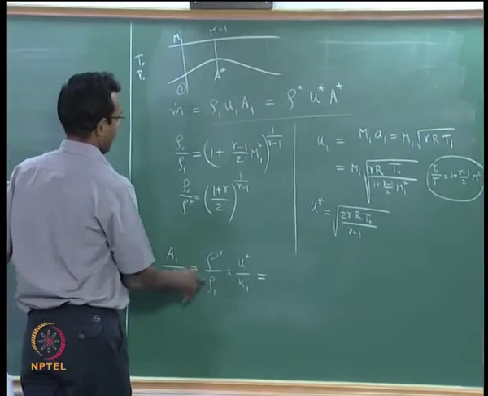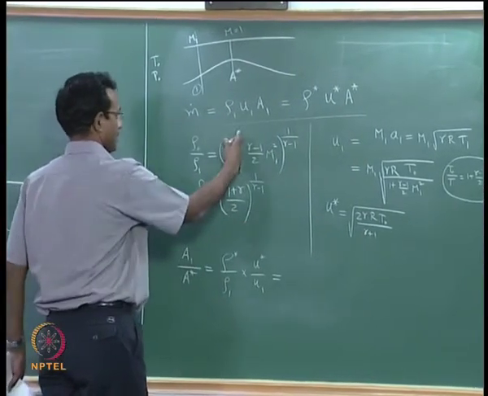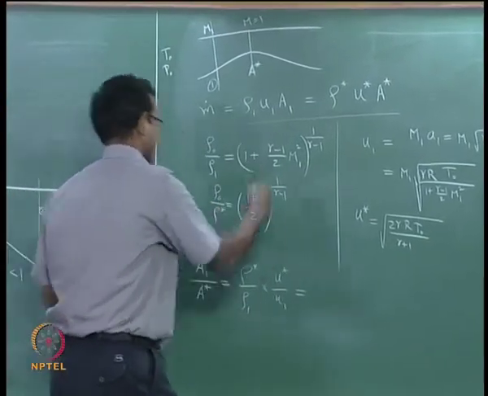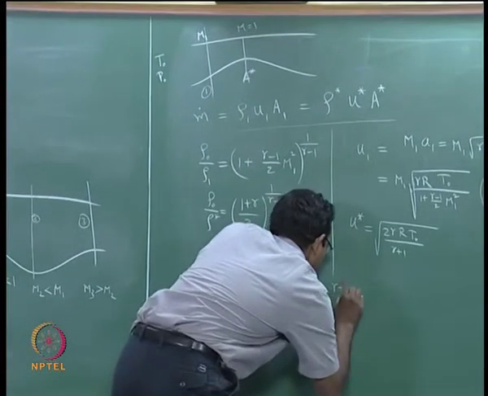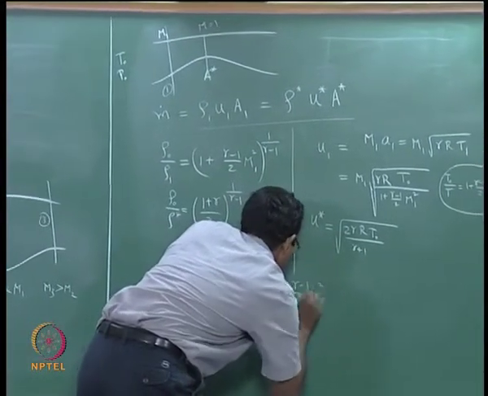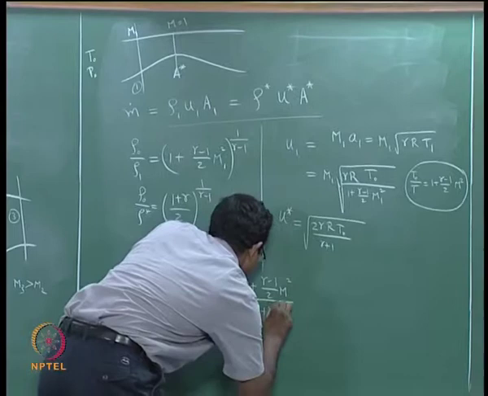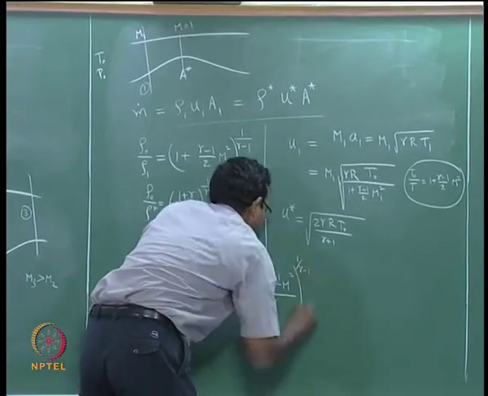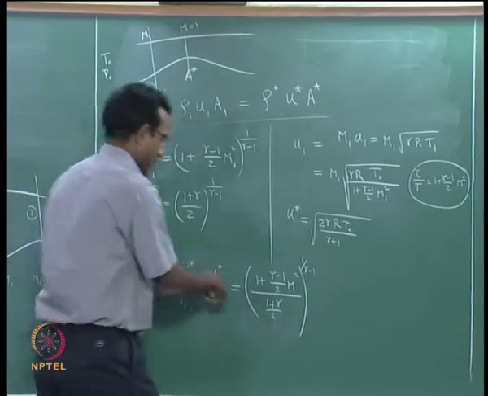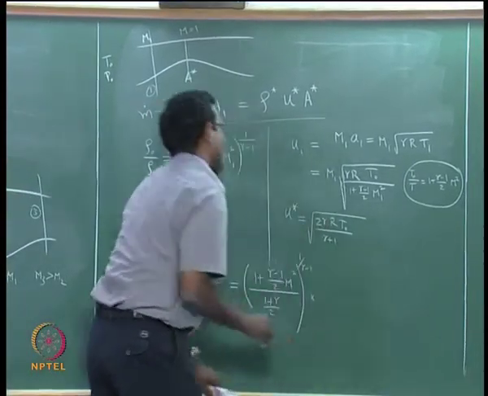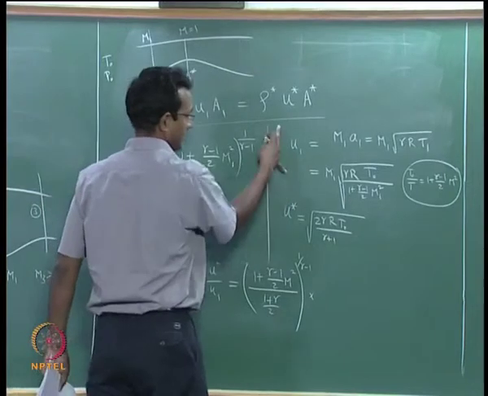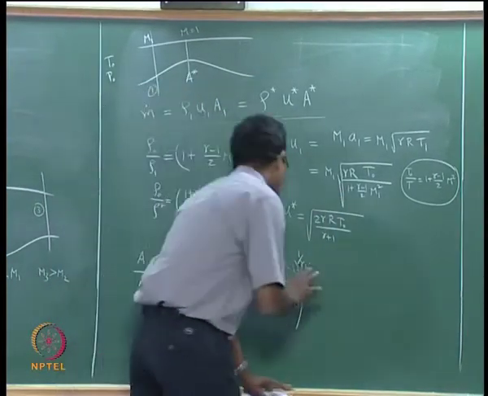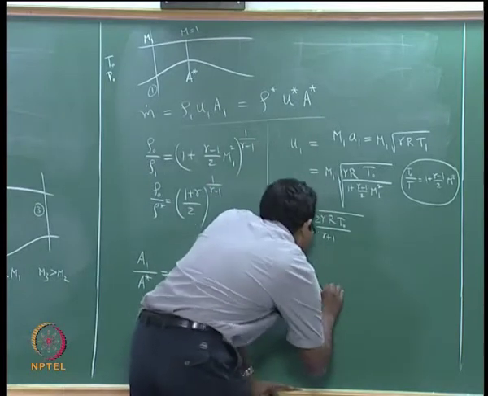Rho star by rho 1 will be this divided by this. So I am going to write it as 1 plus gamma minus 1 by 2 M square divided by 1 plus gamma divided by 2, the whole thing to the power 1 by gamma minus 1. This is the first thing, multiplied by u star by u1, which is this divided by this, where some of them will get cancelled. We will not cancel any of them as of now, we will write it as is and then cancel it later.